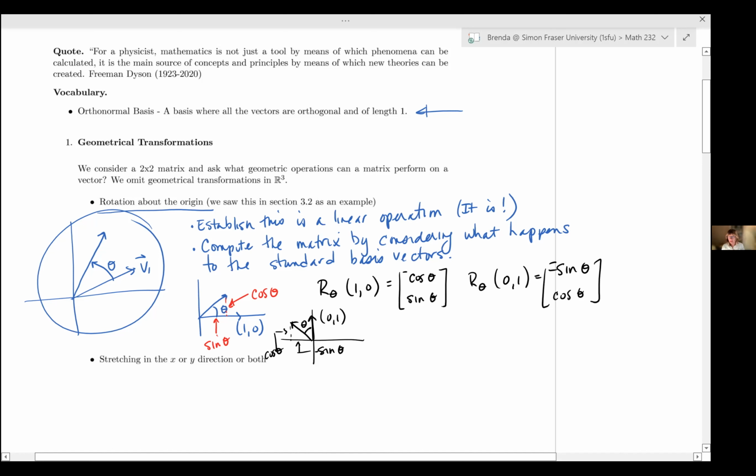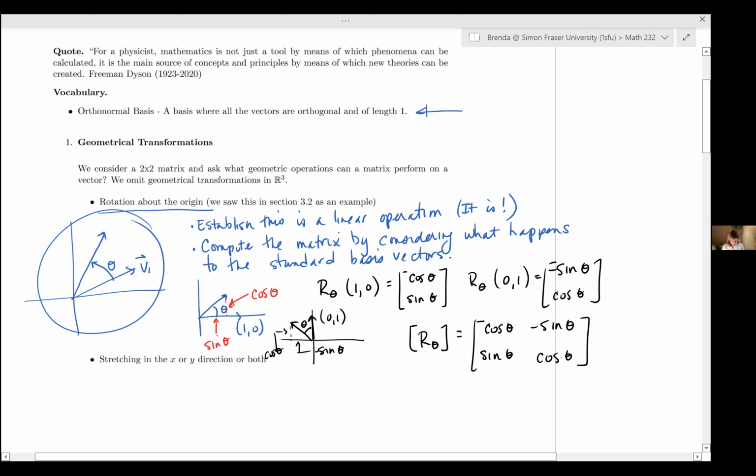Now, immediately once I've done this, I can form the matrix for rotation. So the matrix for the rotation operator by an angle of theta in R2 is this guy here: cos theta, sine theta, minus sine theta, and cos theta.